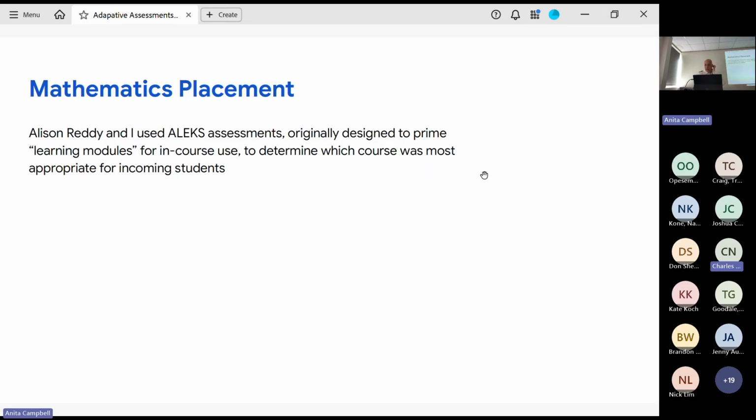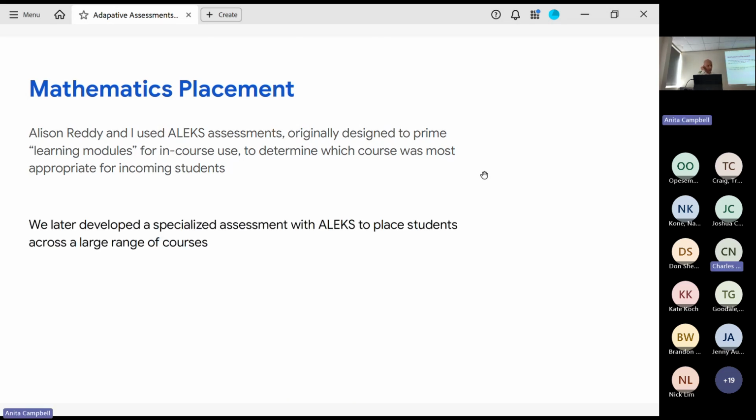So I say Allison and I. Allison was certainly the one that started the project, and I got involved a little bit later. But Allison, and correct me if I'm telling the story wrong, you evaluated all the different placement exams and assessments out there, and eventually stumbled across ALEKS, and had the idea to use the ALEKS assessment mechanism to better determine which course our students should be taking. And then we later developed a specialized assessment.